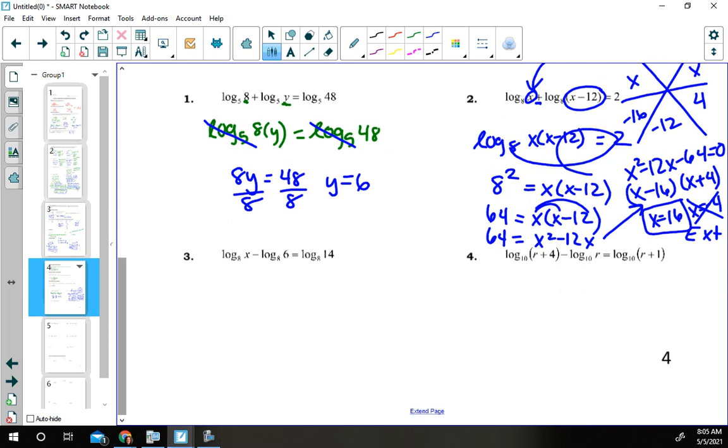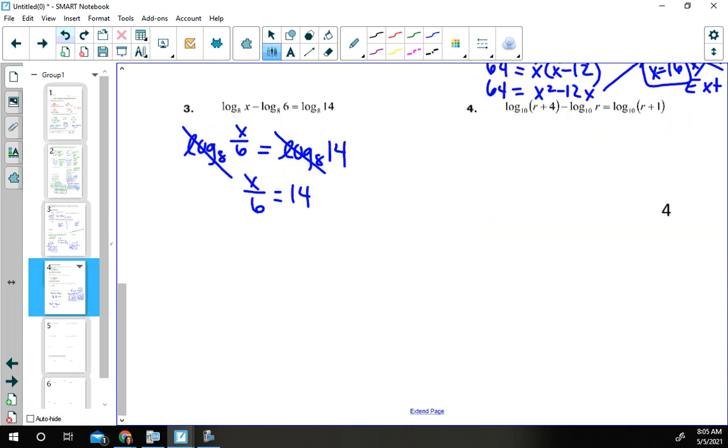Okay, number 3, I have a minus sign. Minus is like division. Notice that I put them together. I did not divide it all by 6. It both sits right behind my new log where I wrote it once. Then we can cancel. Okay, I can either cross multiply or I can just multiply that 6 over to get 14, which is 84.